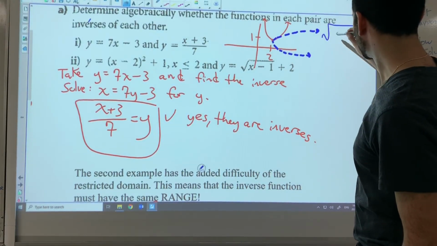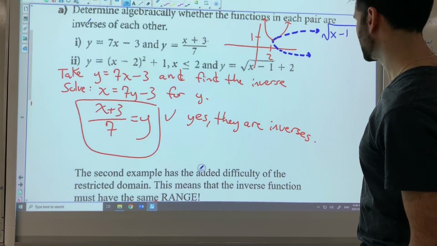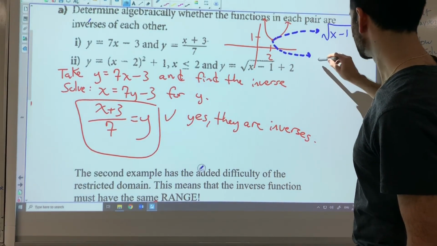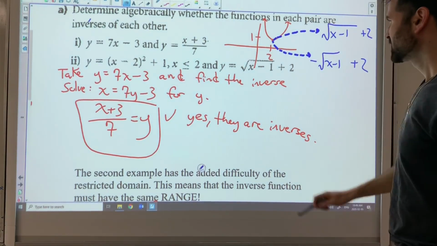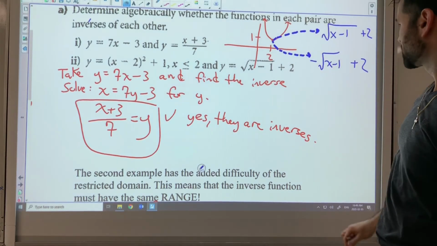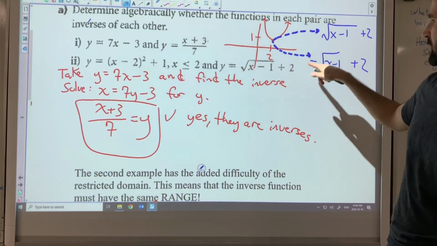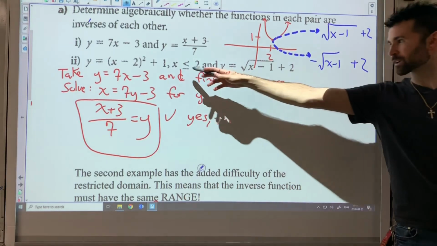This is the graph of the square root of x minus 1, plus 2. This would be negative the square root of x minus 1, plus 2. So for x less than or equal to 2, that's this piece. So they should have given us a negative here. So no, they are not inverses because of the domain restriction.